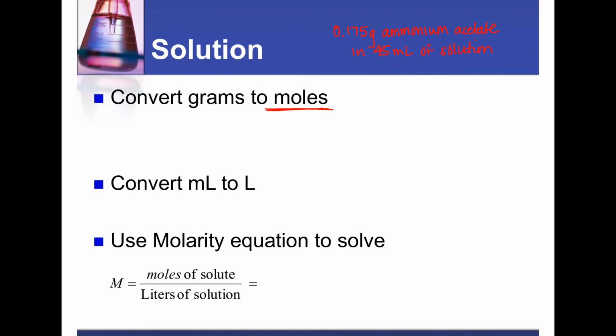In the problem, it tells me that I have 0.175 grams of ammonium acetate. So we're going to need to use our nomenclature skills here to figure out what the formula for ammonium acetate is, and then we can find its molar mass. Remember, the ammonium ion is NH4, acetate looks like that. They go together in a 1-to-1 ratio.